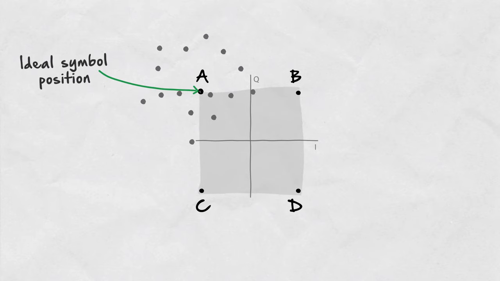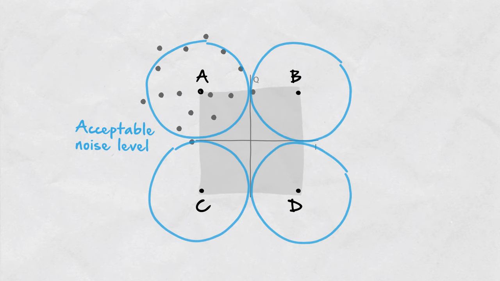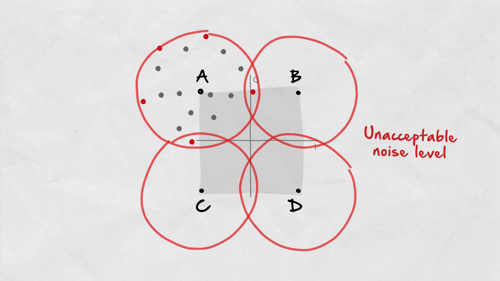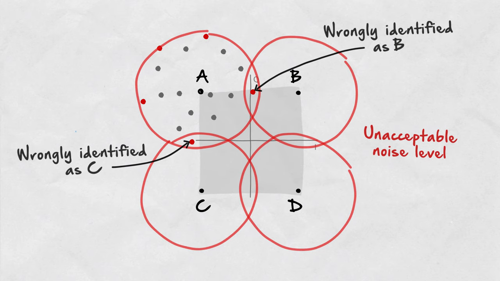Because of the noise, the transmitted symbols fluctuate around the ideal value. The noise limit of QAM of a given depth is given by the point where the acceptable noise level areas for each symbol start to overlap. Once they do, the transmitted symbols within the overlapping area can be wrongly identified, causing errors in data transfers.